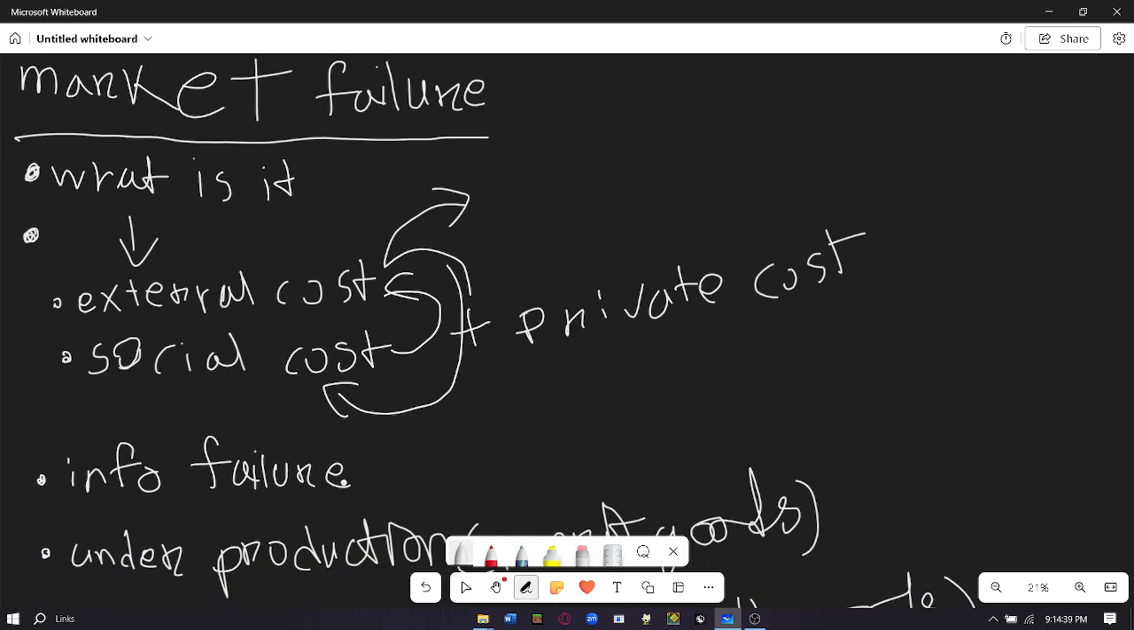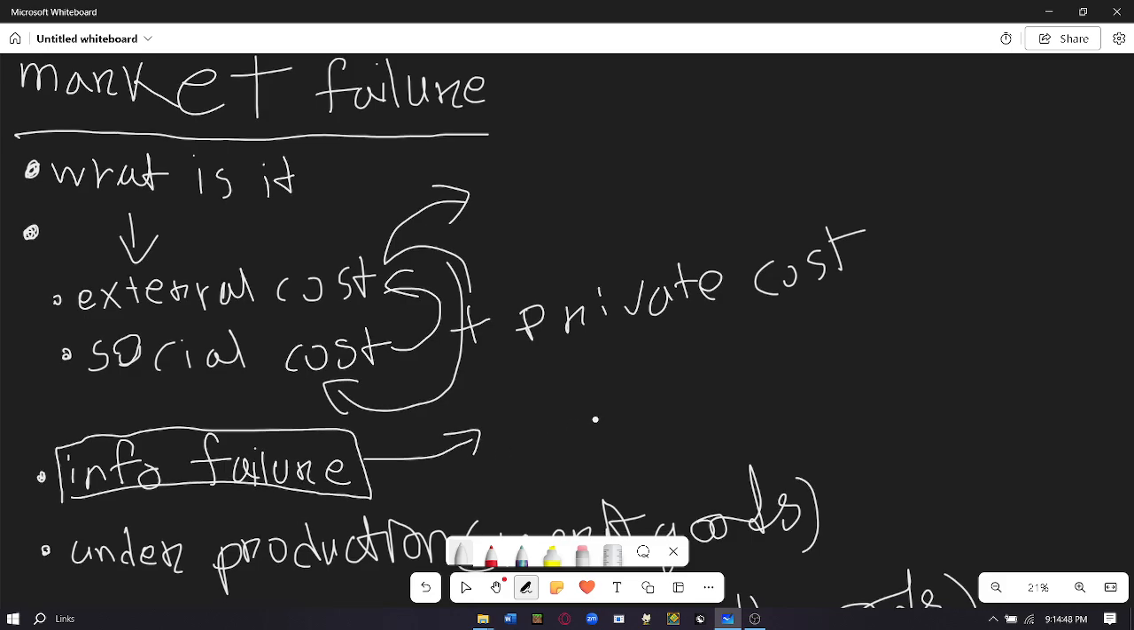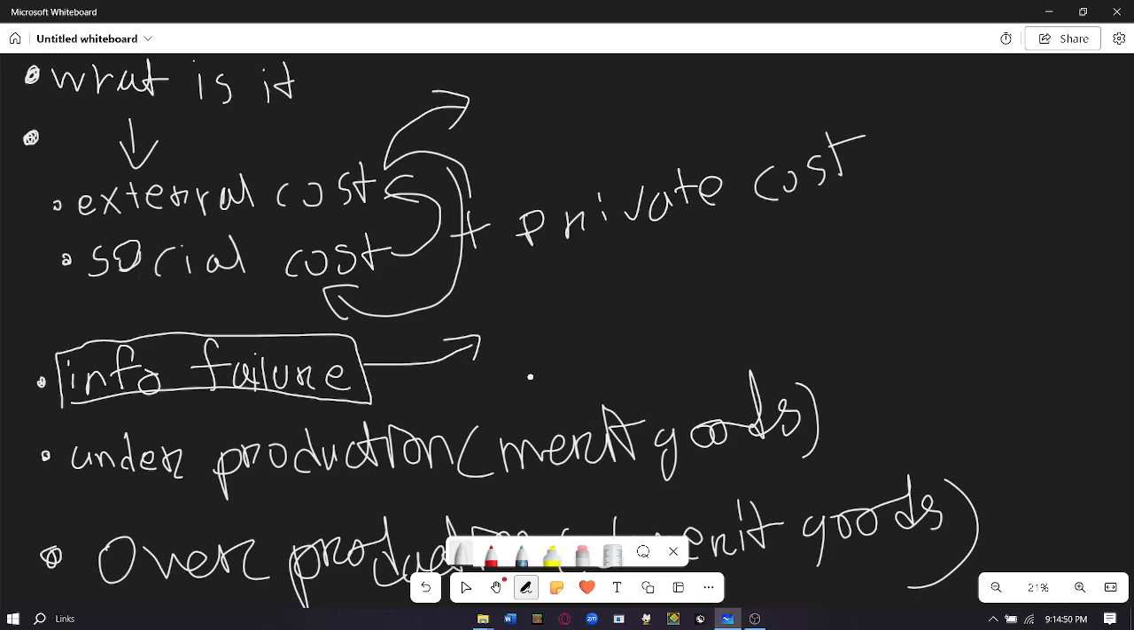There's information failure. Information failure is when info about a product is misleading and can cause certain problems, where profits are not looking good because of the misinformation given.